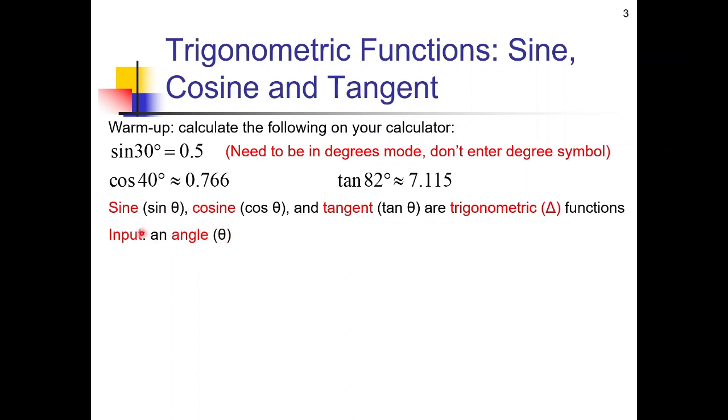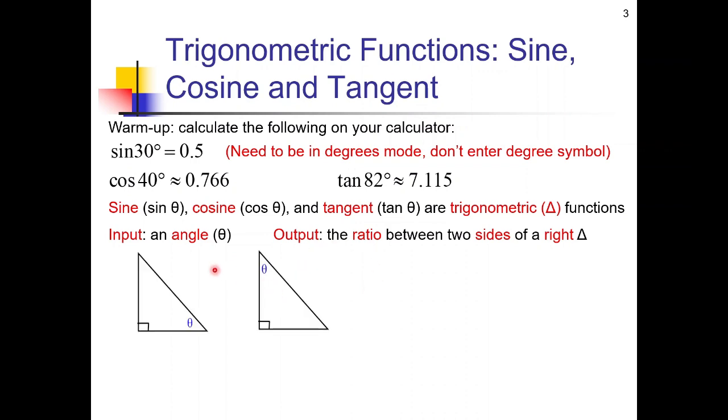So the input is some angle, and the output, well, that's another $1,000,000 question, like what are these weird decimals? It turns out that the output is the ratio between two sides of a right triangle that has whatever angle you're plugging in there. So let me draw out some right triangles. Here's 2 of them, and again, right triangle means we have one 90-degree angle in there somewhere.